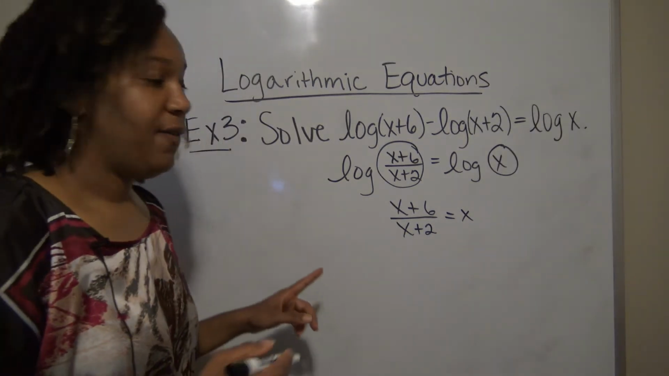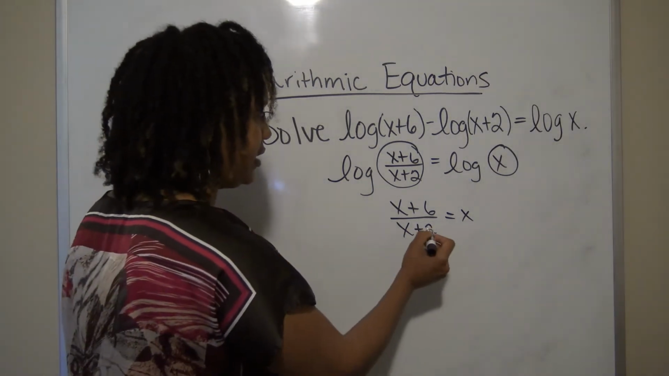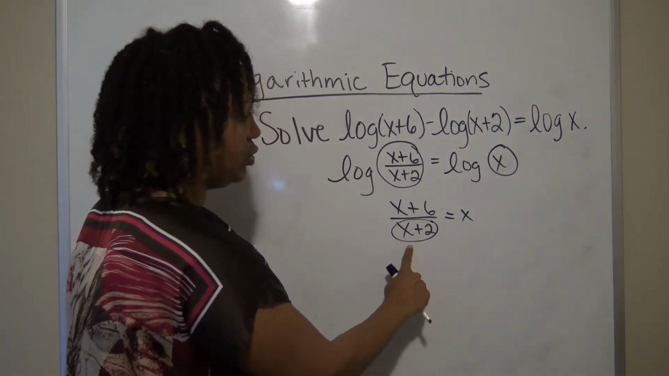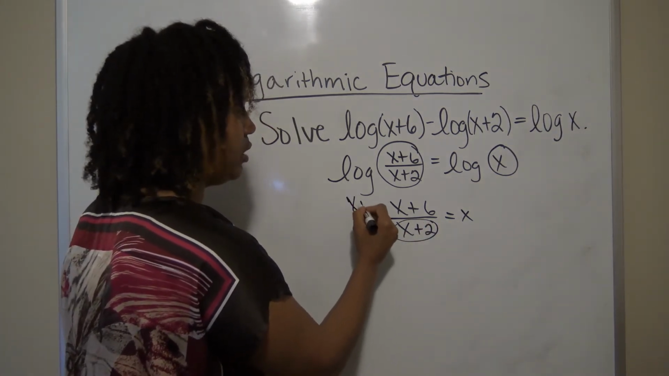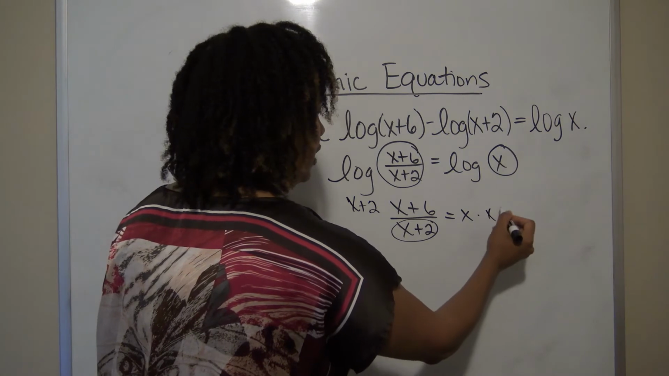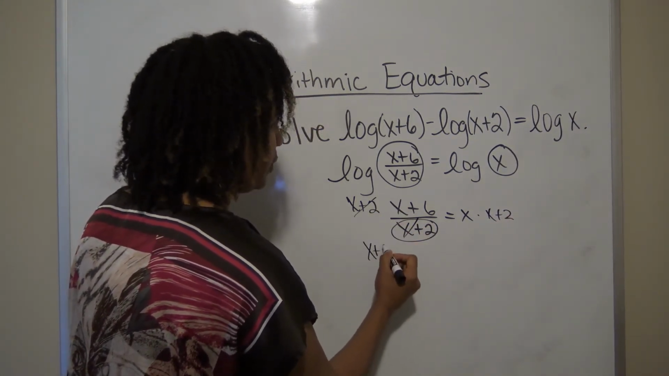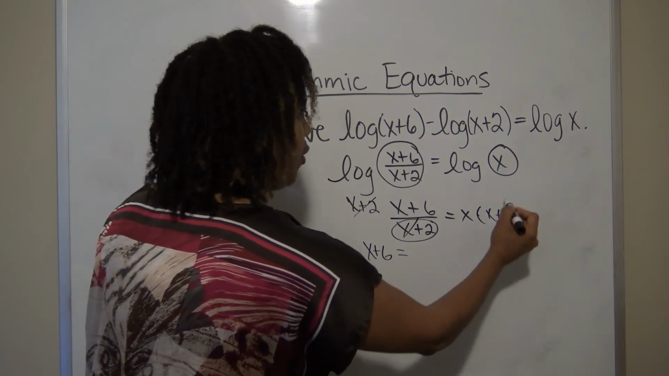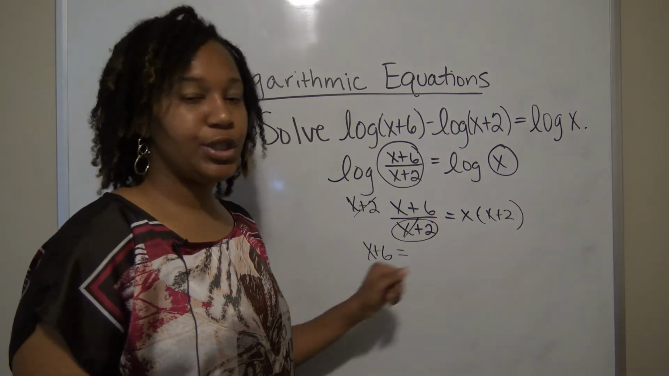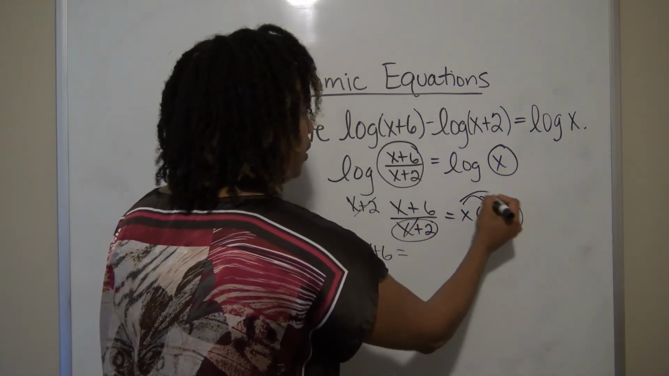Since this has a fraction, I want to get rid of this x plus 2 in the denominator. So I will multiply both sides by x plus 2. And the x plus 2's will cancel and leave me with x plus 6 equal. And when I multiply x by x plus 2, I have to actually distribute the x.